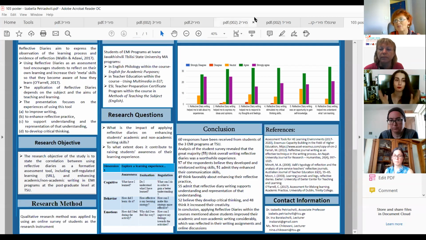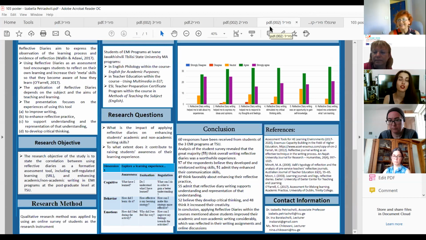So let me just make a brief conclusion. We, as a team, would conclude and admit that overall they did develop their academic and non-academic writing skills, and furthermore, this was all reflected in their writing assignments and online discussions. In general, the feedback was very positive and fruitful.